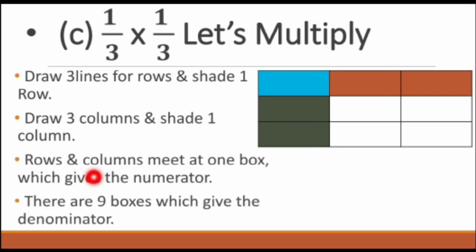Now we can see here that rows and columns meet at one box which gives the numerator, right, okay. And we can see here there are 9 boxes which give the denominator. 9 boxes give the denominator. So what is the answer? Yes, the answer is 1 by 9.